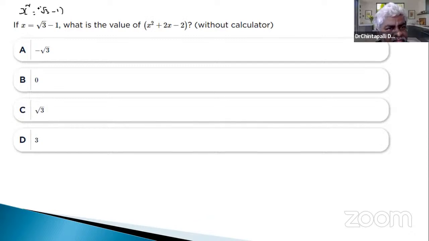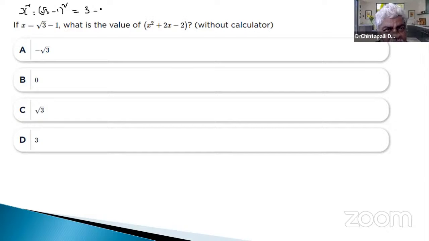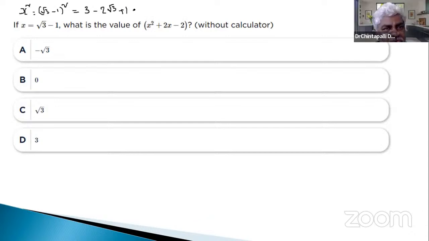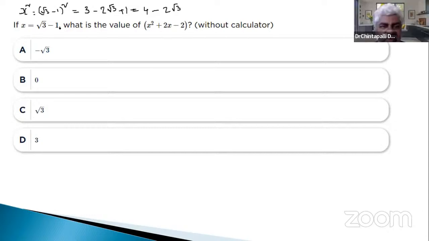You know the formula: (a - b) whole square is a square plus b square minus 2ab. So a square is 3, b square is 1, minus 2 times √3 times 1, which is equal to 4 minus 2√3. So in the place of x square, we can write 4 minus 2√3.